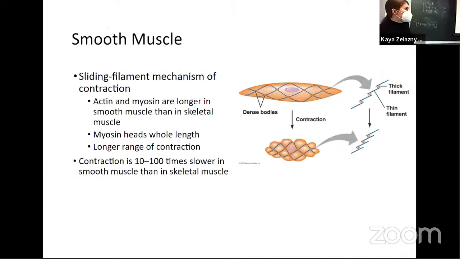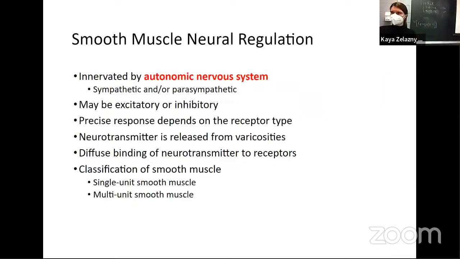So we still have a sliding filament mechanism of contraction with just subtle differences. Actin and myosin are longer in smooth muscle. The myosin heads don't have a bare zone, so they're just the whole length. We have a longer range of contraction, and the contractions happen more slowly. So it's an involuntary, slower process.